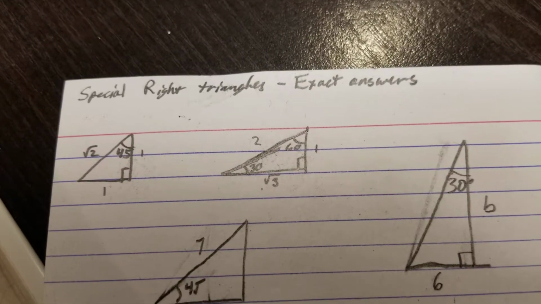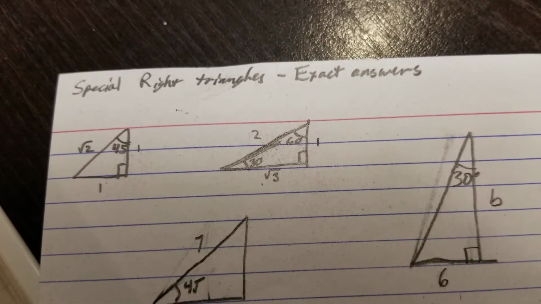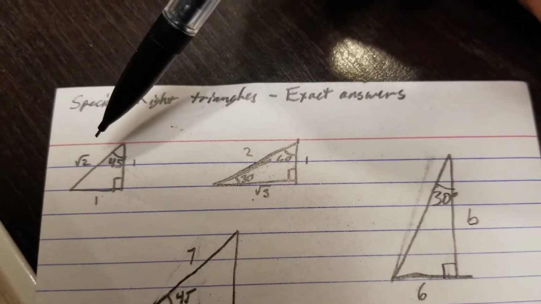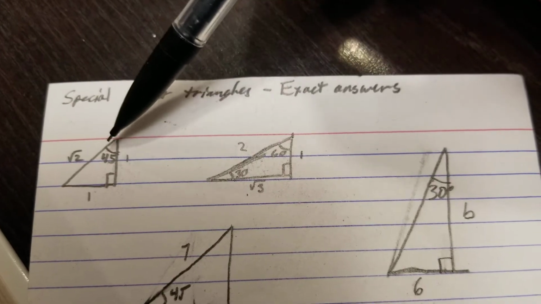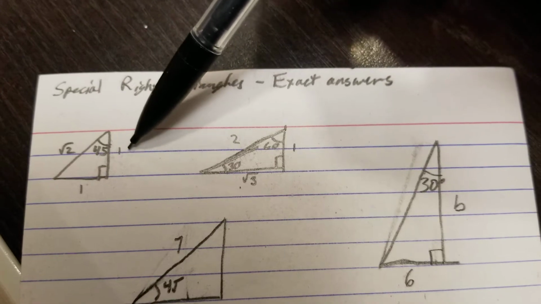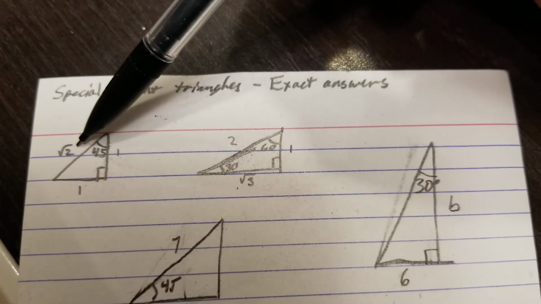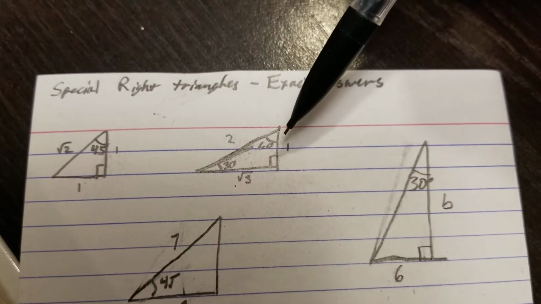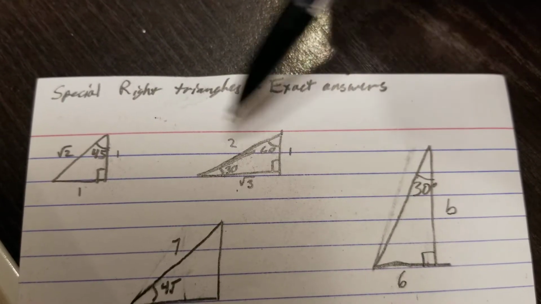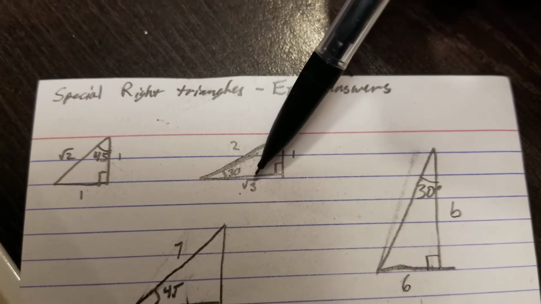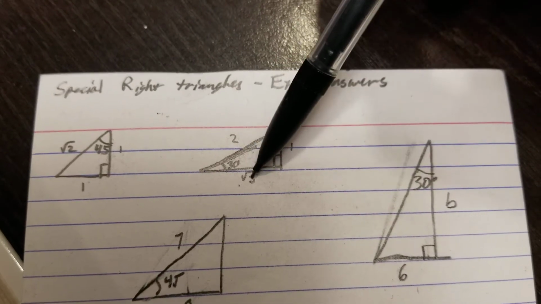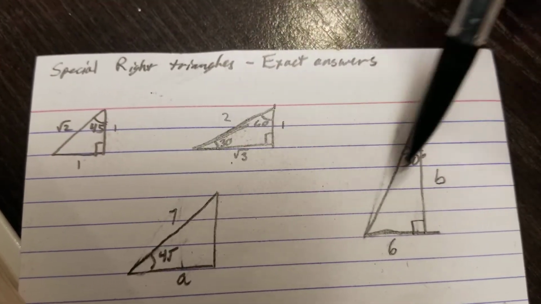Alright, so this is our video on special right triangles, and we need to get the exact answers. Now I know I've taught you guys this before, but the important part of this is if you have a 45, 45, 90 triangle, then the two legs are 1 and the hypotenuse is square root 2. And if you have a 30, 60, 90 triangle, the shortest side is 1, the hypotenuse is 2, and the last leg, the long leg, is square root 3. This relationship is what we'll use to solve these two problems.